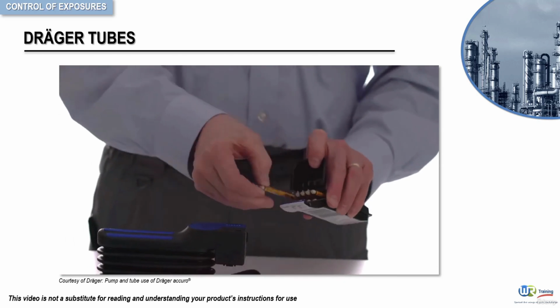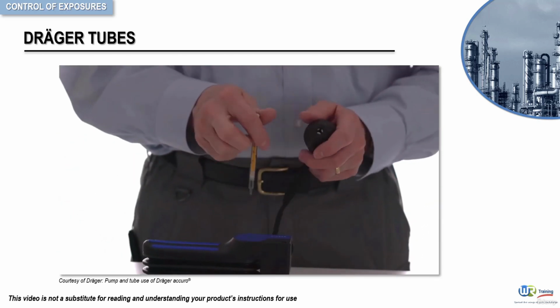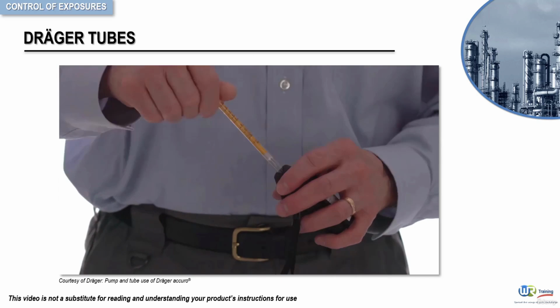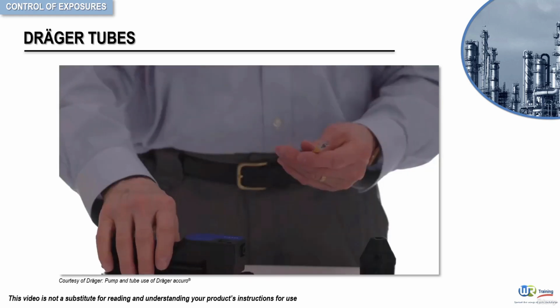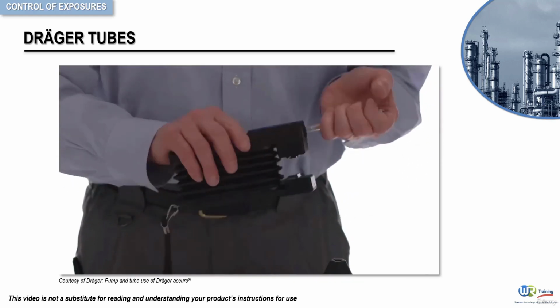Take a tube from the package and using the tube opener 7000 included with each pump, remove both tips of the Dregger tube, twist to score the glass, then snap off the tip. The pump itself also has a cutter and tip breaker. Insert the tube into the pump inlet with the arrow pointing toward the pump.